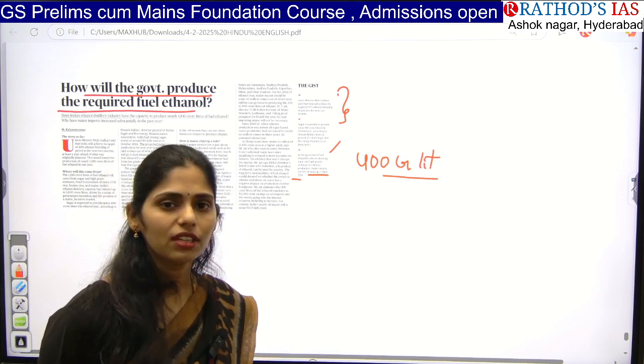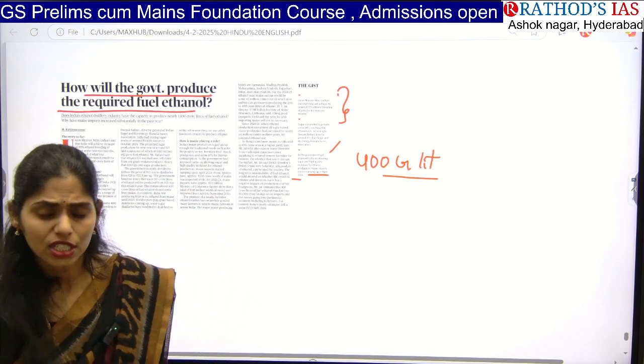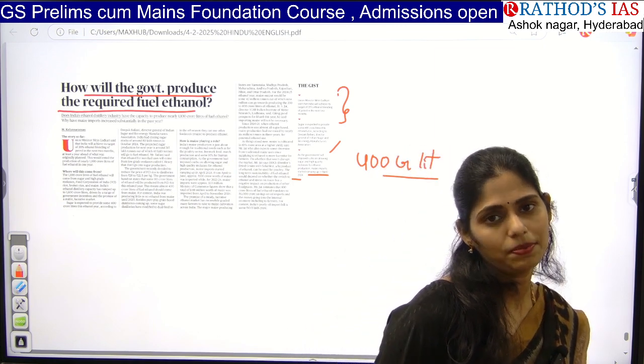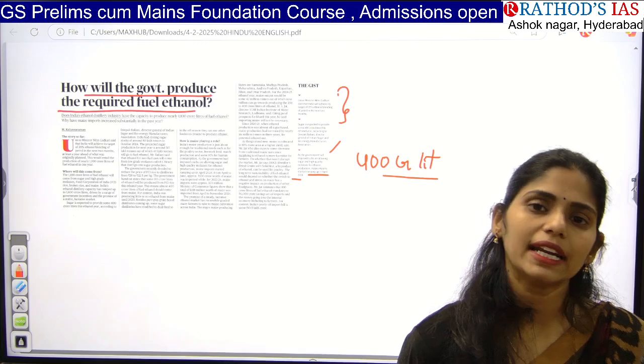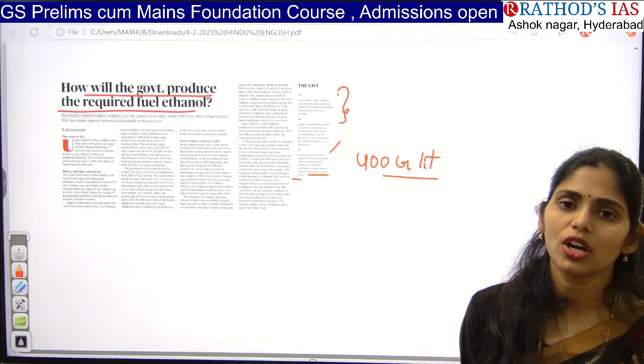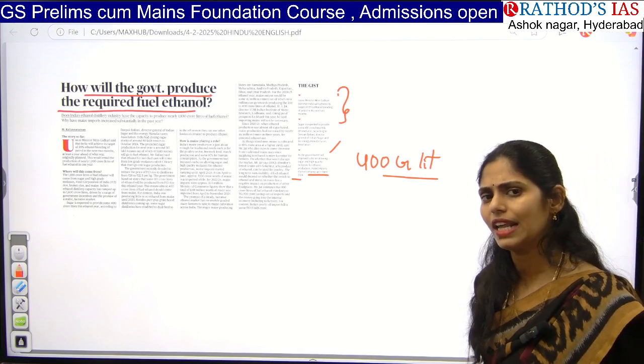So what is happening from the last 1 week or 10 days is also important, like what is happening or what is given today in our newspaper. So you have to be interconnecting. Your interconnecting should be very good. You have to connect the dots which are there in the newspaper so that you can analyze very well.